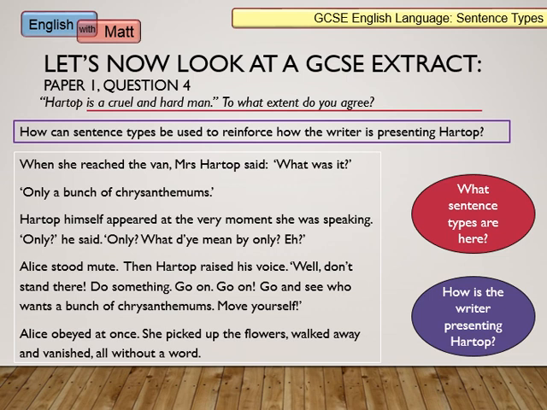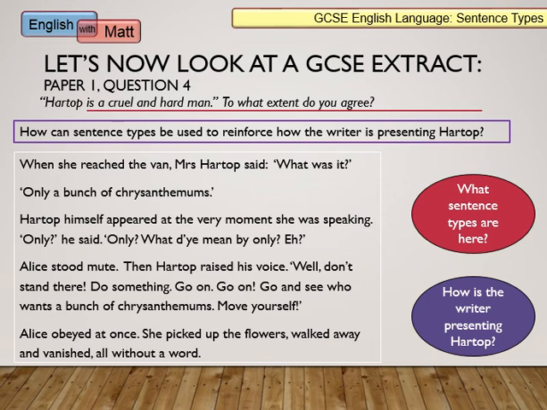Now I want to turn to the Hartop extract. And again, I want you to imagine that basically the question for paper 1, question 4 for this paper is, Hartop is a cruel and hard man. To what extent do you agree? And it's all about Alice getting out of the van, finding the flowers in the road, coming back to the van, and this is the interaction between her father Hartop and Alice, the daughter.